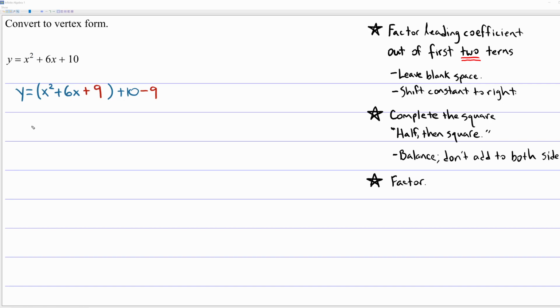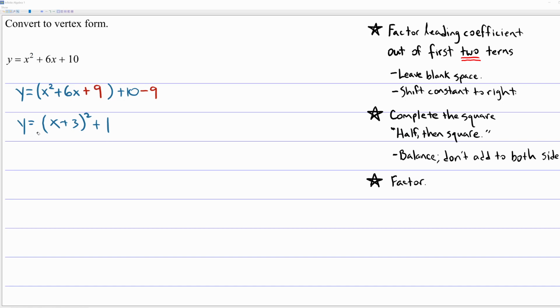The last step says factor, and then you're done. Just like in solving equations by completing the square, this trinomial, x squared plus 6x plus 9, will factor into a perfect square. We have x plus 3 quantity squared. The two numbers that are outside of the parenthesis, you just combine. Plus 10 minus 9 is plus 1. So now the quadratic function is written in vertex form, and we can do whatever we'd like with it. I'll have a follow-up video on graphing in vertex form shortly.